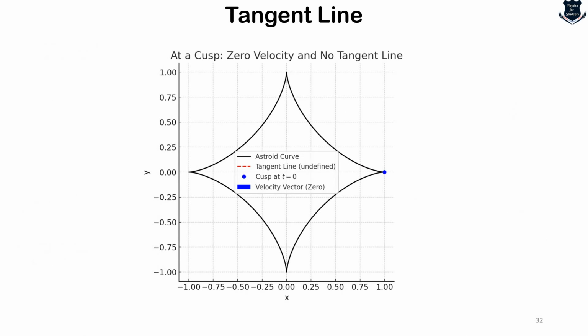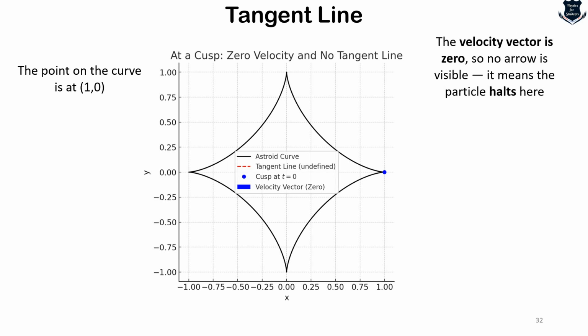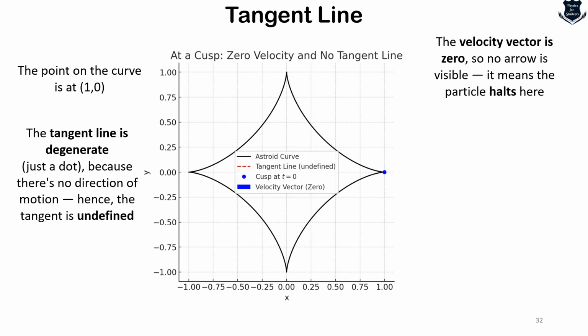Now, when I take the velocity vector, this is where t equals 0. The plot here shows the situation at the cusp of the astroid when t equals 0. The point on the curve is at (1, 0). So the velocity vector is 0, right? No arrow is visible. It means the particle is at a halt. The tangent line is degenerate. Degenerate means obviously it's just a dot. I cannot put up a tangent line over here. It is undefined because the particle has come to a halt.